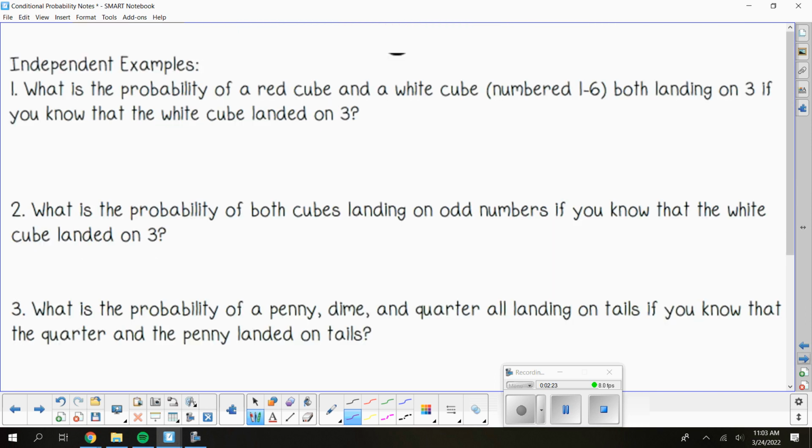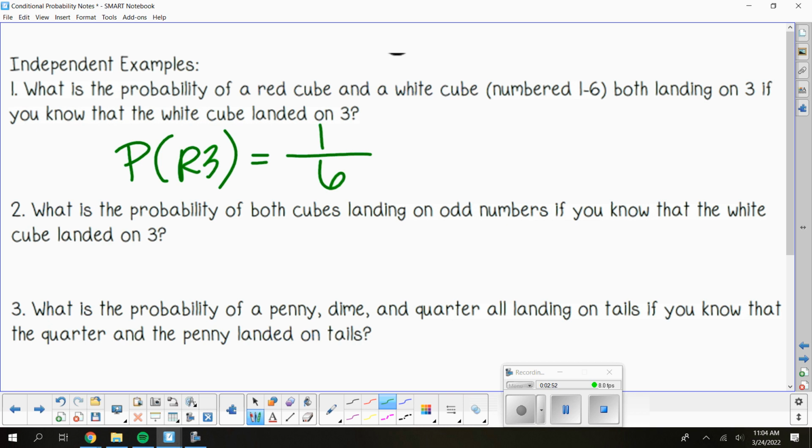Independent. What is the probability of a red cube and a white cube, both numbered 1 through 6, both landing on 3, if you know that the white cube landed on 3? Well, if I'm rolling these cubes separately, they have no effect on each other. It's not like the red cube knows what the white cube is on. So essentially, I am just finding the probability of a red 3. Well, on my 6-sided die, that's only 1 square.